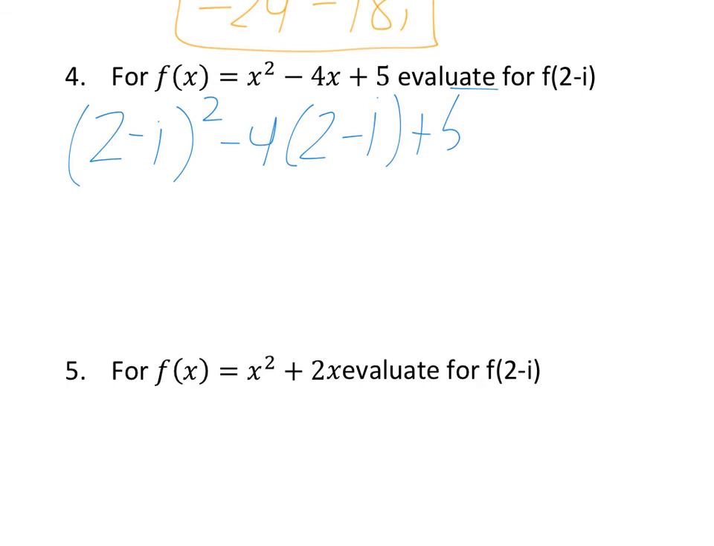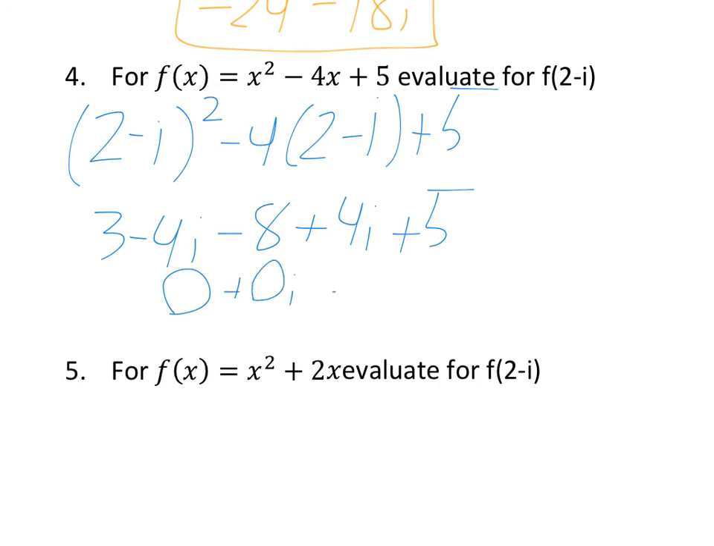Expand this with binomial expansion. Gives us 3 minus 4i. That minus 4 distributes such that we have minus 8 plus 4i. And we've got that plus 5. Real components, we have a 3 plus our 5, that gives us an 8. Positive 8 minus 8, that's 0. Negative 4i, positive 4i, they're going to combine to give us plus 0i. So 0 plus 0i, well, that's just going to be 0, a real number.